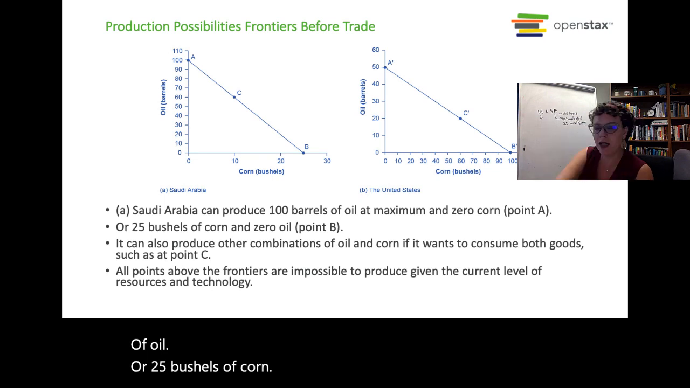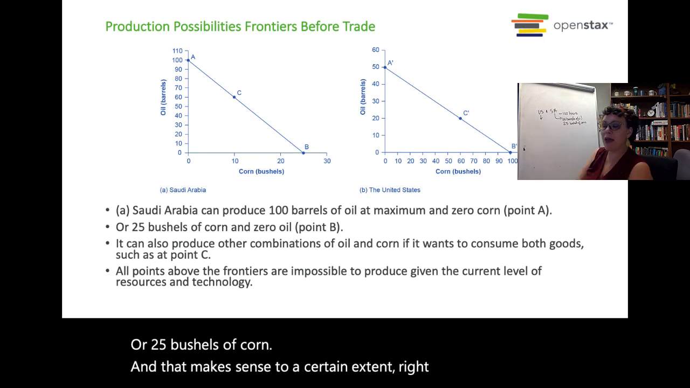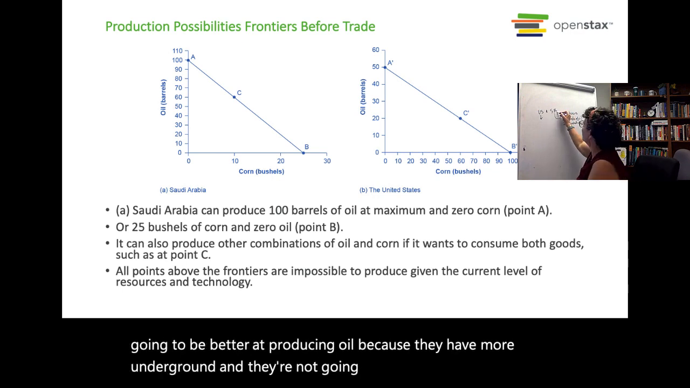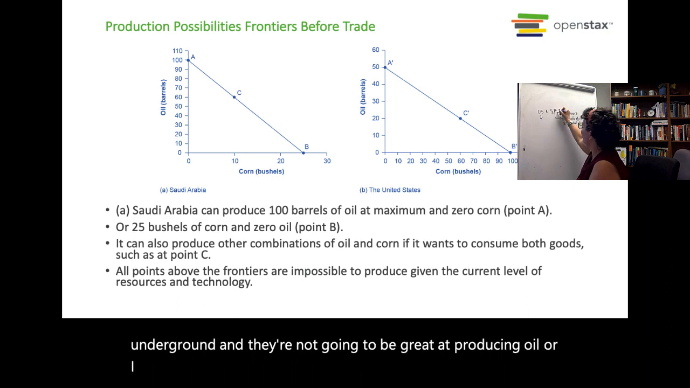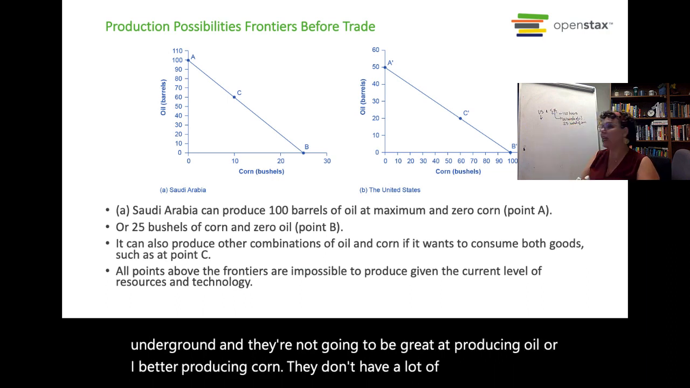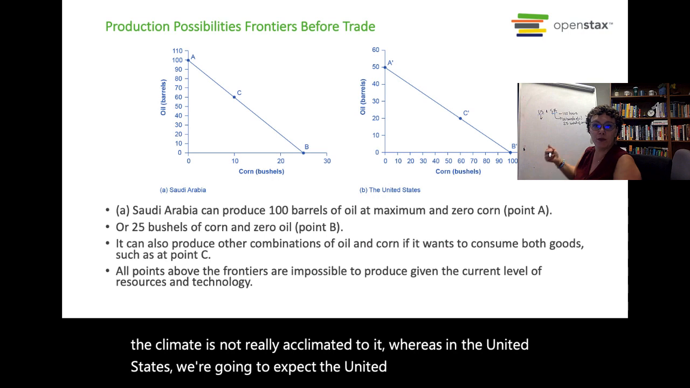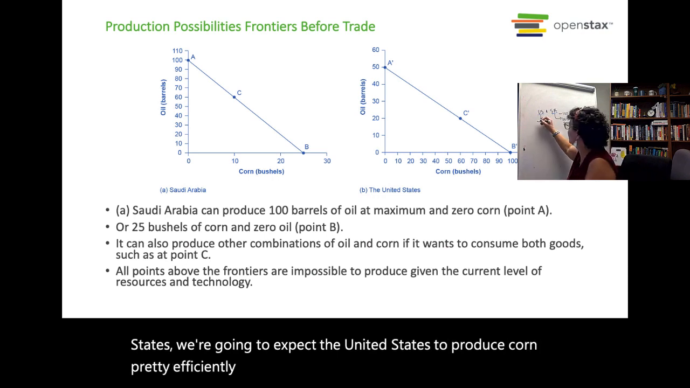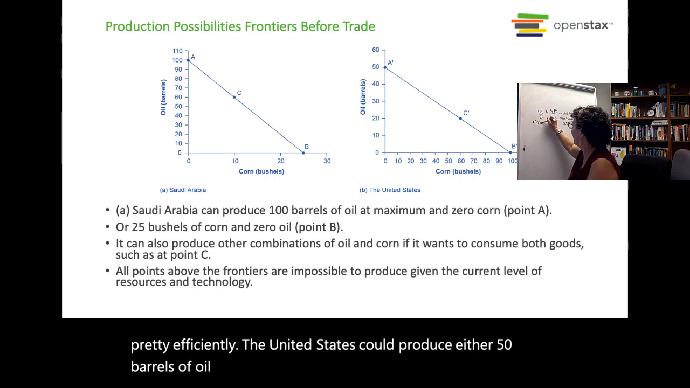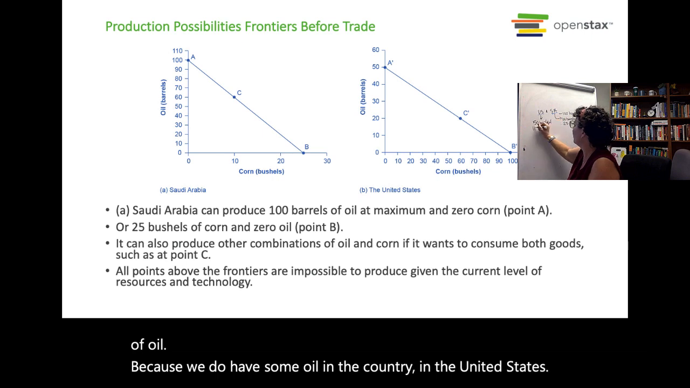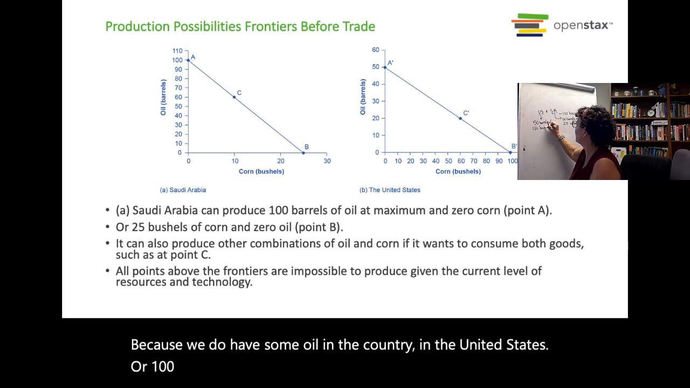And that makes sense to a certain extent, right? Saudi Arabia is going to be better at producing oil because they have more underground. They're not going to be great at producing corn. They don't have a lot of arable land and the climate's not really acclimated to it. Whereas we're going to expect the United States to produce corn pretty efficiently. The United States could produce either 50 barrels of oil, because we do have some oil in the United States, or 100 bushels of corn.